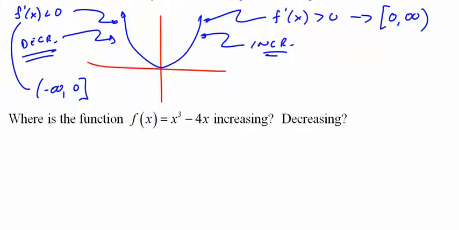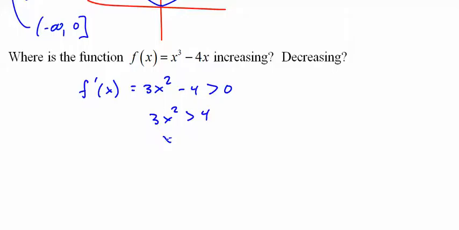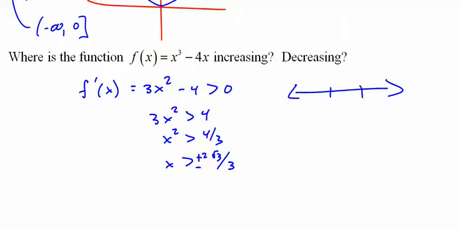Let's try another one. What about the function f of x? Check the derivative: 3x squared minus 4. So we want to know where it's increasing. When is it greater than 0? Well, we solve it: 3x squared has to be greater than 4, x squared has to be greater than 4/3, x has to be greater than 2 root 3 over 3, plus or minus. So you gotta throw down a number line and check out the derivative. You put 0 into the derivative, and you get a negative number.